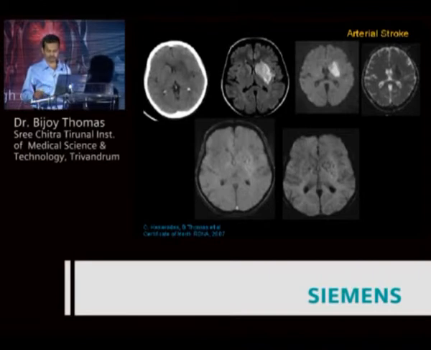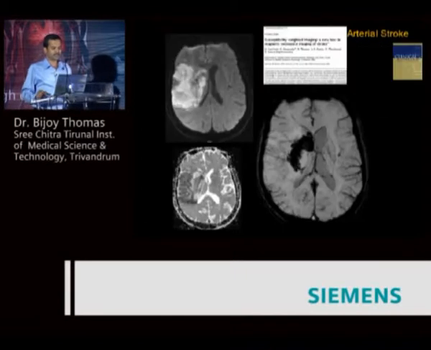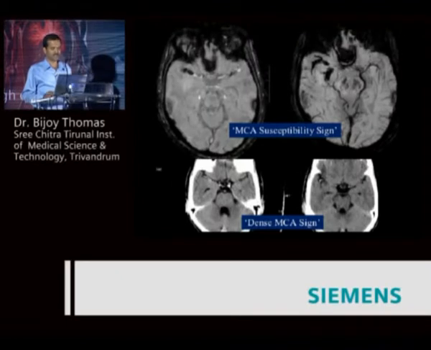design your therapeutic strategy, especially when you are talking about designing therapeutic strategies for stroke protocols rather than looking at the time interval windows for stroke therapy. So these are some of the other applications of SWI. You can actually see how hemorrhagic transformation is happening within an infarct. More than that, you can actually see the MCA susceptibility sign.